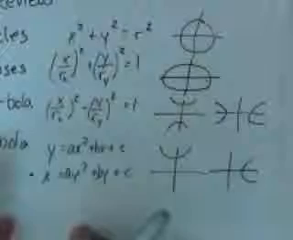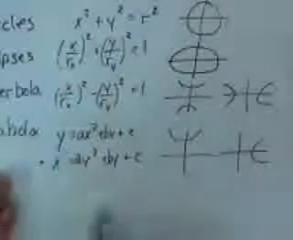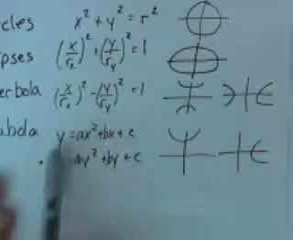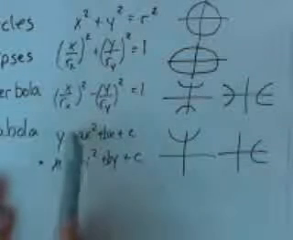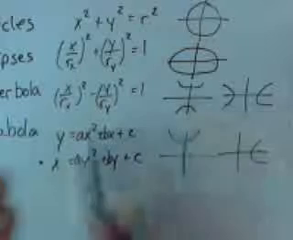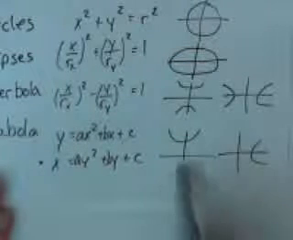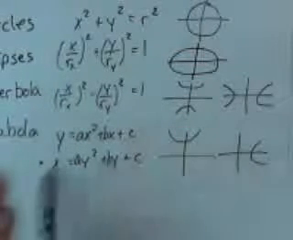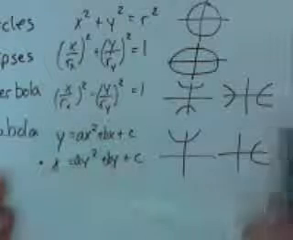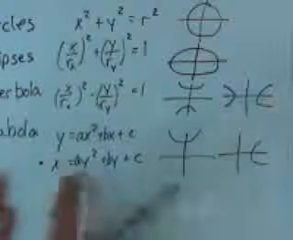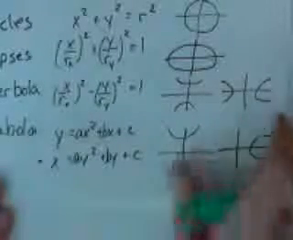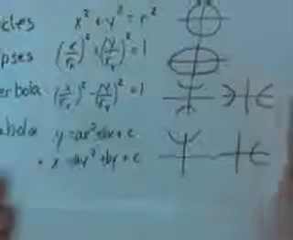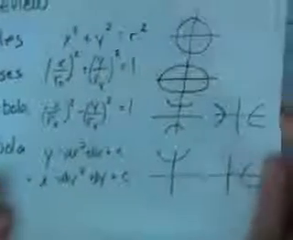And last, our favorite parabolas, which are going to have the general equation of y equals ax squared plus bx plus c. If a is positive, it's going to open up. If a is negative, it's going to open down. You can also solve for x, and you can get parabolas that open right when a is positive and left when a is negative. So those are just real down and dirty, the kinds of equations that we're going to see when we're talking about our conic sections.